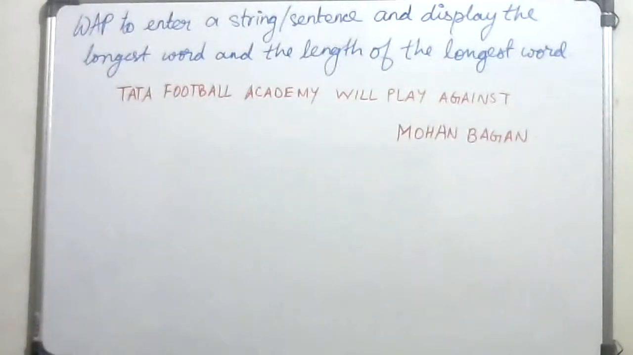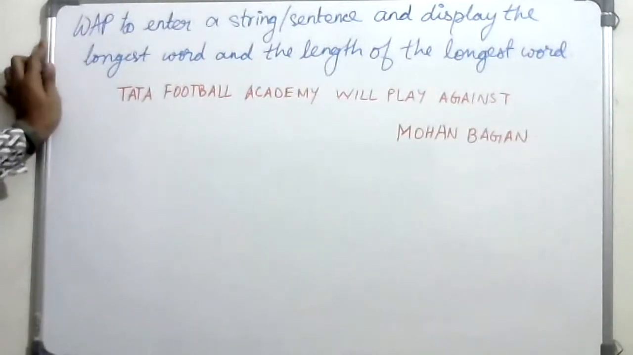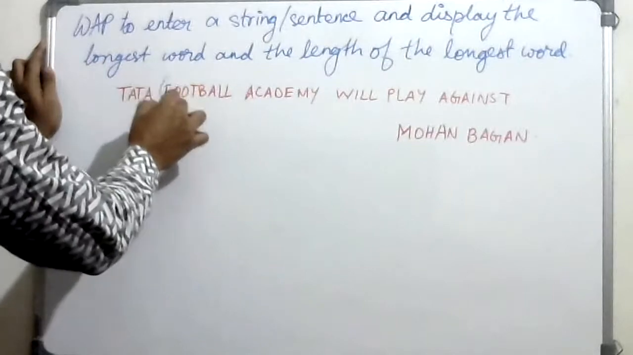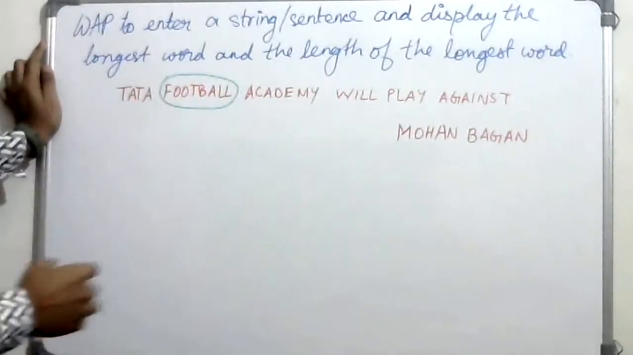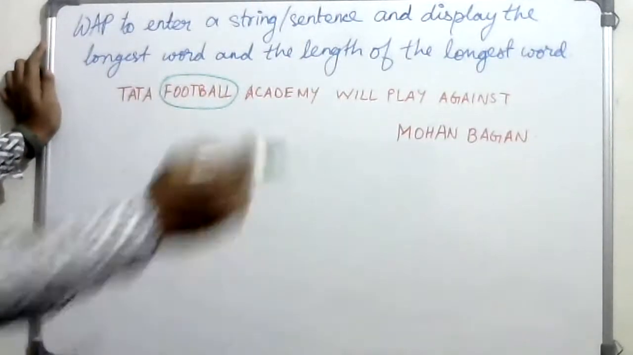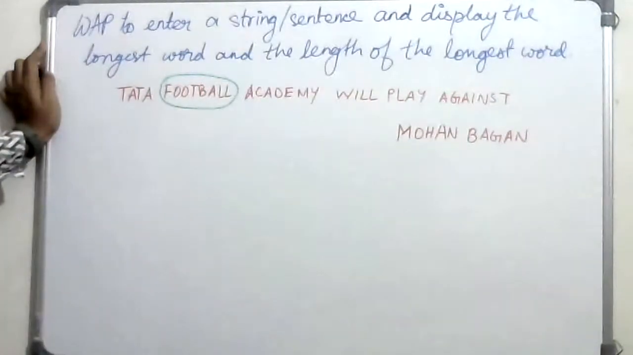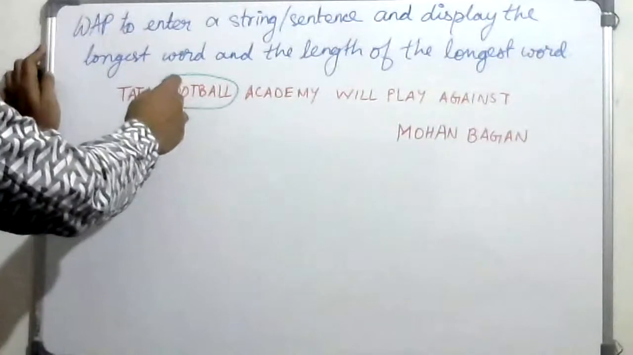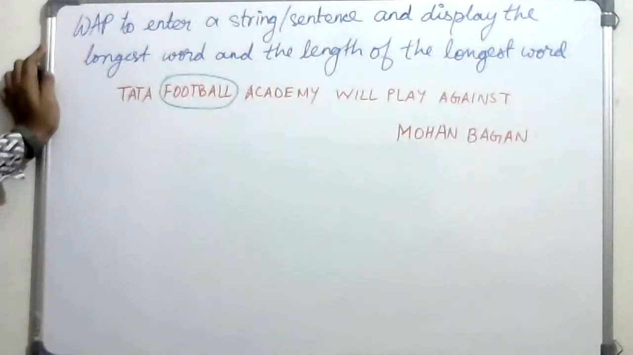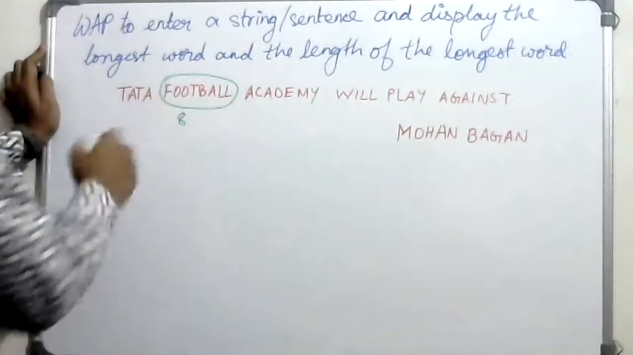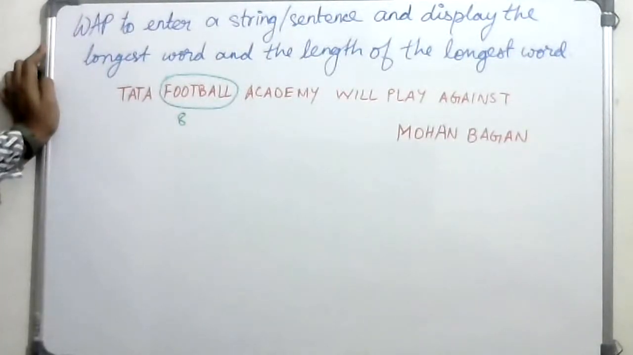So if you count the number of characters in each word, you'll see football is the longest word. So you count academy, 1, 2, 3, 4, 5, 6, 7. There are 7 letters, whereas in football there are 8 letters. So football is the longest word, and the length of the longest word is 8. So we'll write the program in such a way that it displays the longest word as well as the length of the longest word.